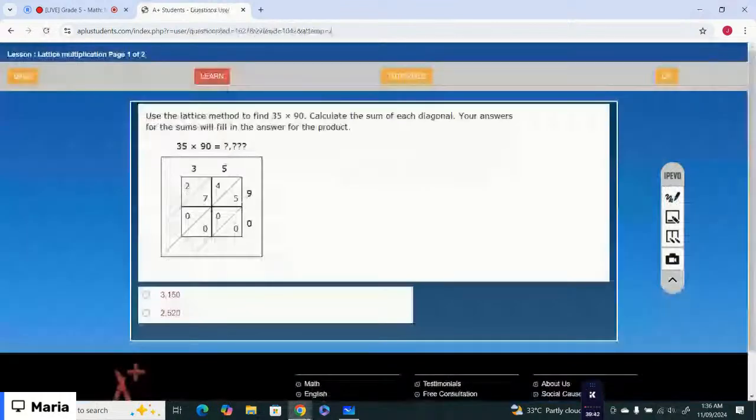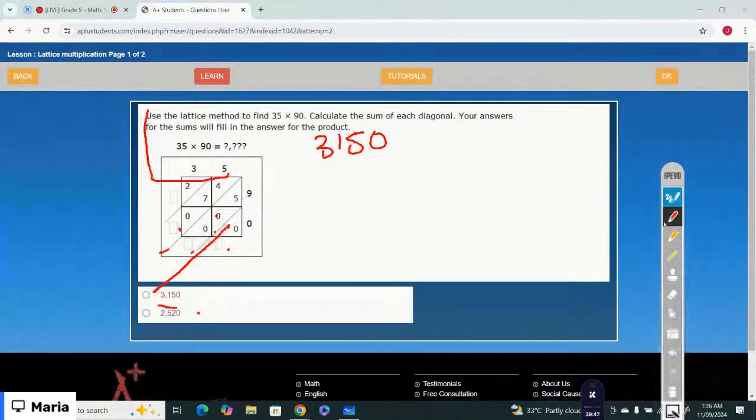That's the one we just did, right? 35 times 90. You just have to learn how we add the diagonals. So the 5 is at the ones place, right? So start adding the diagonal that is at the ones. 7 and 4 is 11. You need to write 1 over here and carry 1 to the tens. So 2 and 1 makes 3. That is 3 here, right?